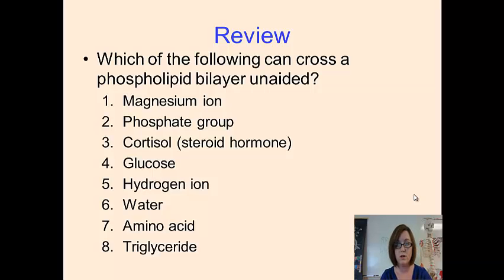So apply our rules here, okay? You can cross no matter your size if you're hydrophobic, right? Now, you can also cross if you're 3 atoms or less and do not carry full charge. Let's see who can cross. A magnesium ion, can't cross, has full charge. Phosphate group, can't cross, it has full charge. Cortisol is huge, but it can cross because it does not carry charges of any kind.